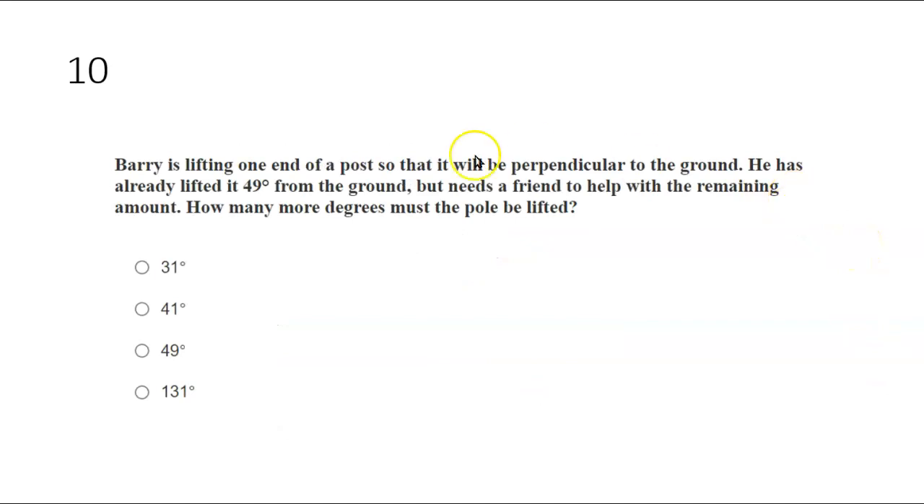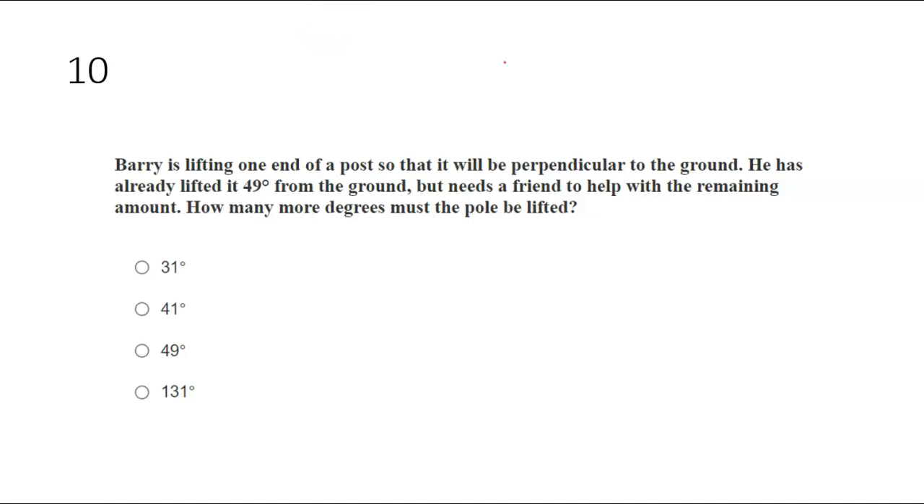Number 10, Barry is lifting one end of a post so that it will be perpendicular to the ground. He has already lifted it 49 degrees from the ground, but needs a friend to help him with the remaining amount. How many more degrees must the pole be lifted? So whenever you get these word problems, it's always a good idea to draw yourself some pictures to help you figure it out.